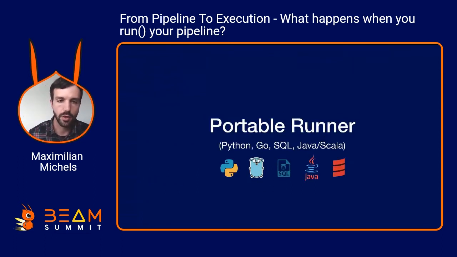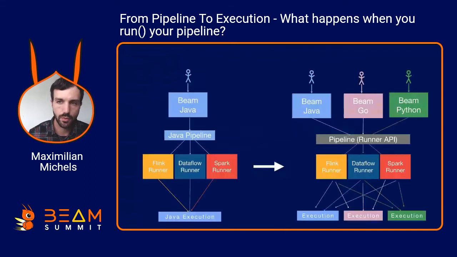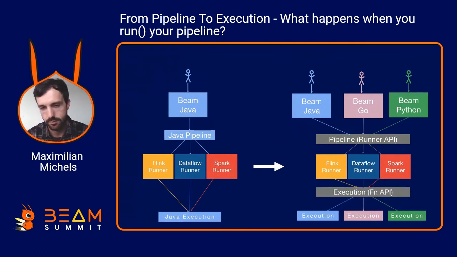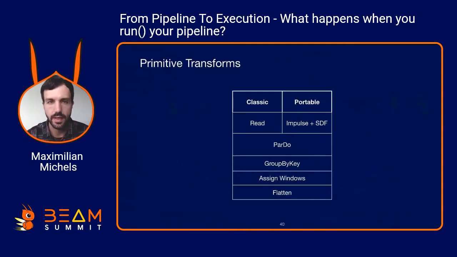So let's take a look at the portable runner, which allows you to run multiple languages. And I forgot to mention, well, intentionally, that we also have the execution layer, which is called the Fn API. If we look at this layer, we will see that in terms of the transforms, when we execute in portable mode, everything looks kind of similar. We don't have the read anymore. We have impulse plus splittable DoFn, which is just a technical detail. But other than that, it looks pretty much similar.